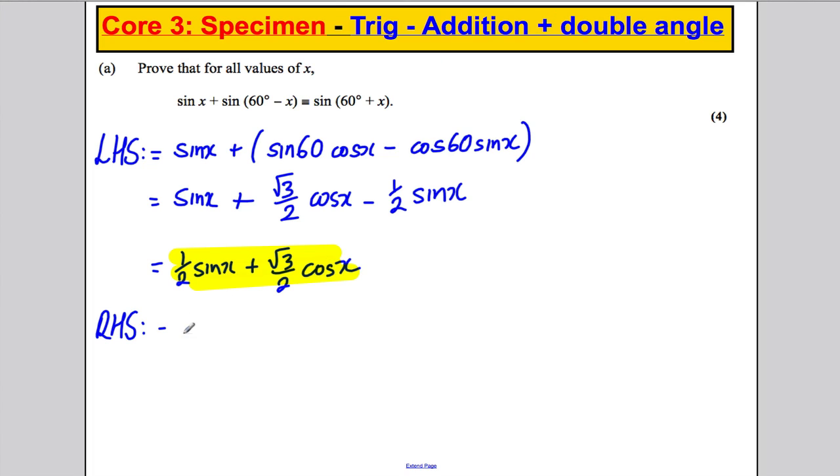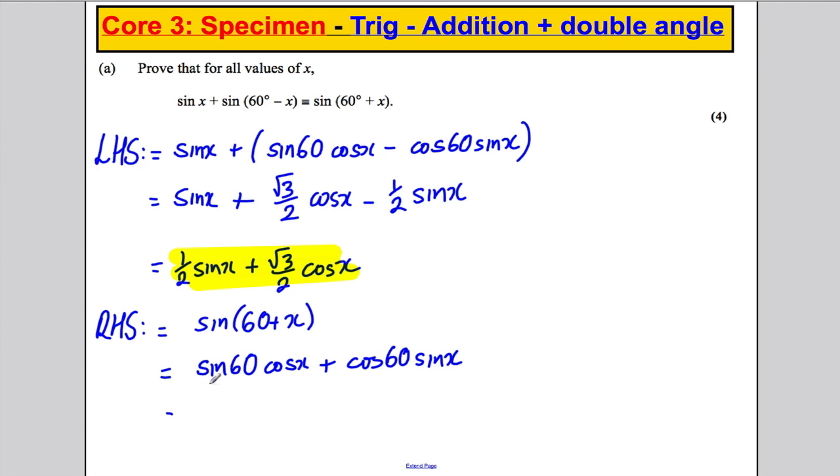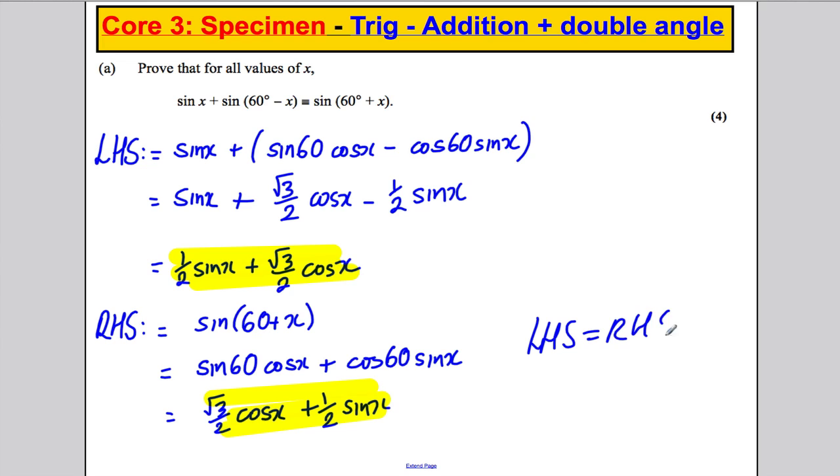So the right-hand side, if we expand it, sin(60 + x), expand that using the addition formulae, you would get sin 60 cos x plus cos 60 sin x, and sin 60 is root 3 over 2, and you'd have cos x, cos 60 is a half, and therefore they are both equal. You can see very clearly that the left-hand side equals the right-hand side, and you're done.